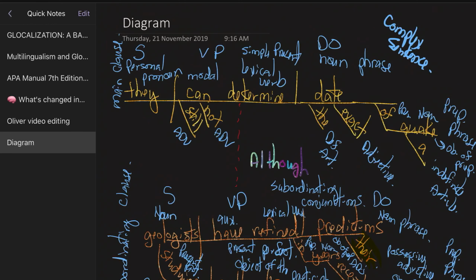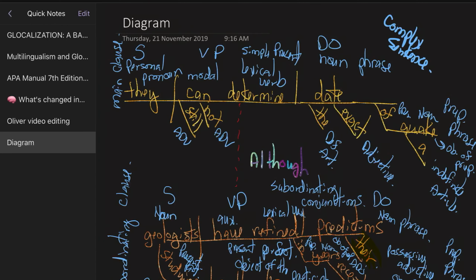And then we have a direct object, date. And we can also label the noun phrase the exact date of the quake. All of that can be considered the noun phrase functioning as the direct object. We have the as the definite article. We have an adjective, exact, and we could also label that as an attributive adjective.